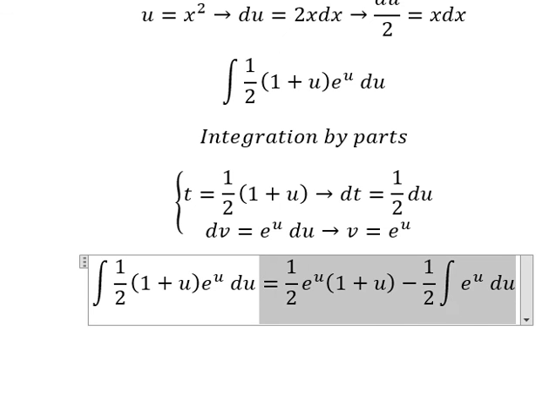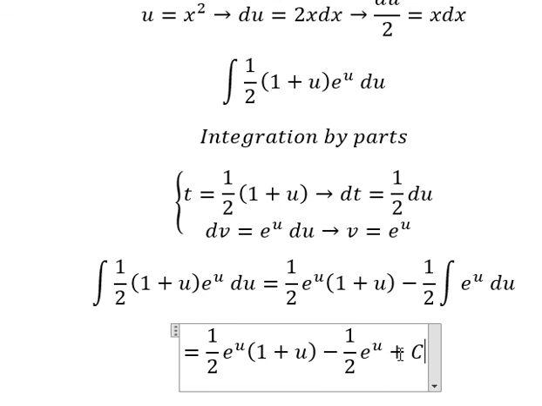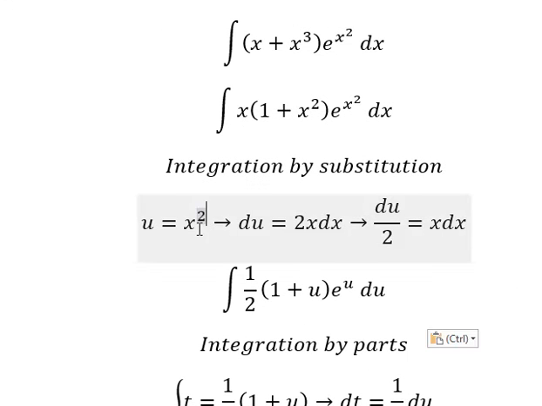And now we have the final answer. For u, that is s squared.